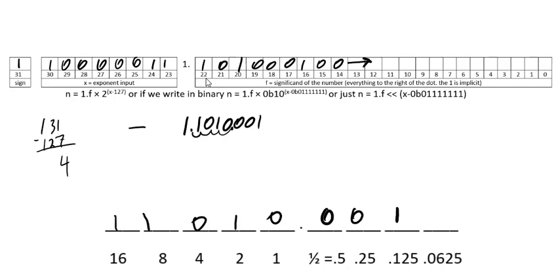Okay, so when we calculate this number, this is 2 plus 8 is 10, so it's 26, right? Plus 0.125, which is 26.125. All right, does that make sense a little bit? Let's do one more number.